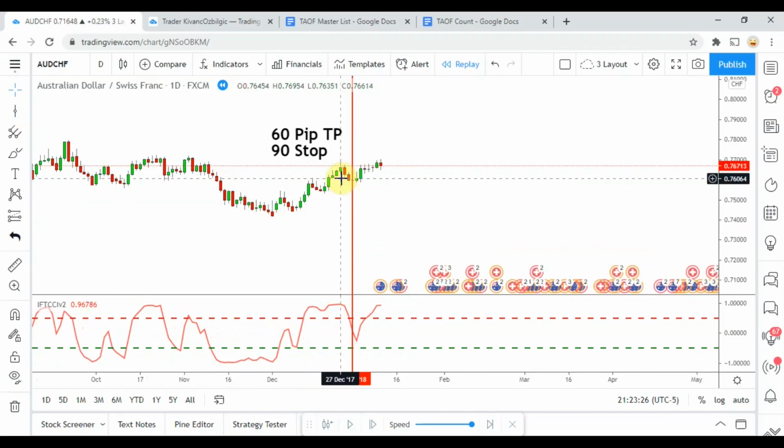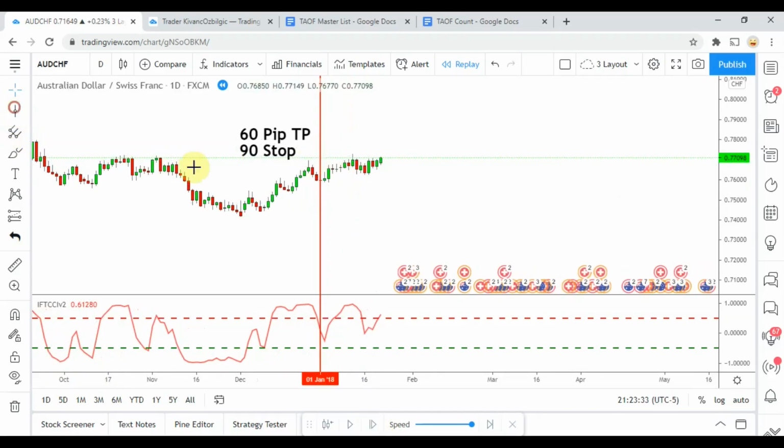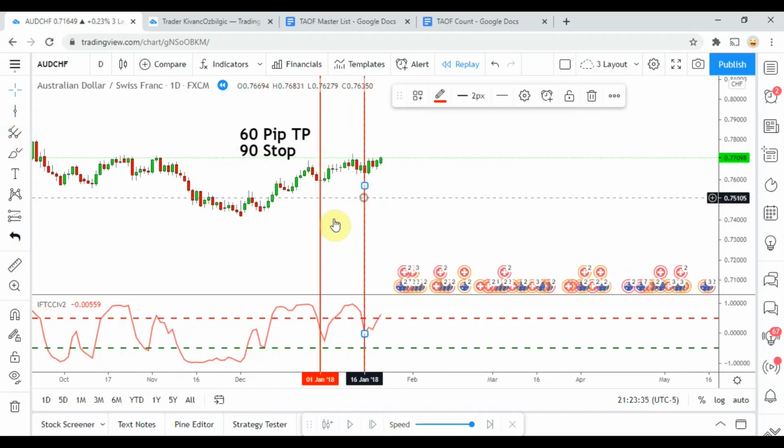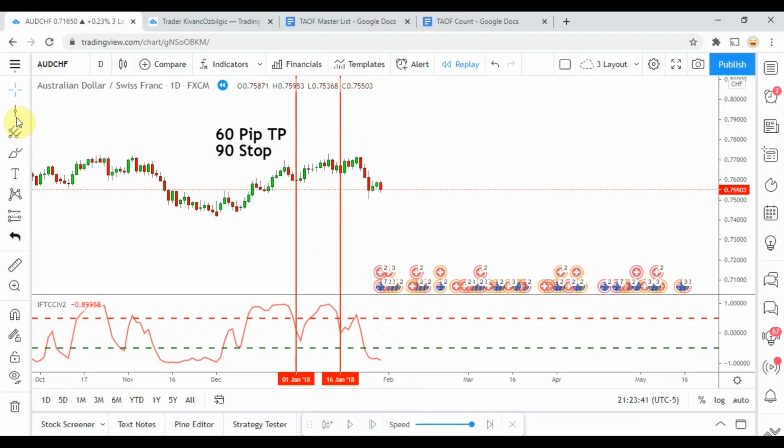Excuse me, and that one does not work out for us. So we'll continue on with it. We get another cross to the downside right about there. Looks like that one has a pretty quick pullback as well, kind of rubber banding back there and stopping us out.